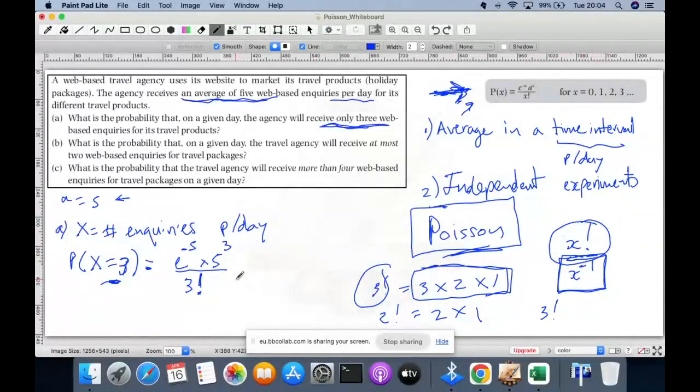All right, so if you punch it into your calculator, you should get a value of 14.04%. Okay, please, just as a guideline, try to put a statement at the end. So just say the probability of having 3 inquiries per day is 14.04%, right, for all your questions.